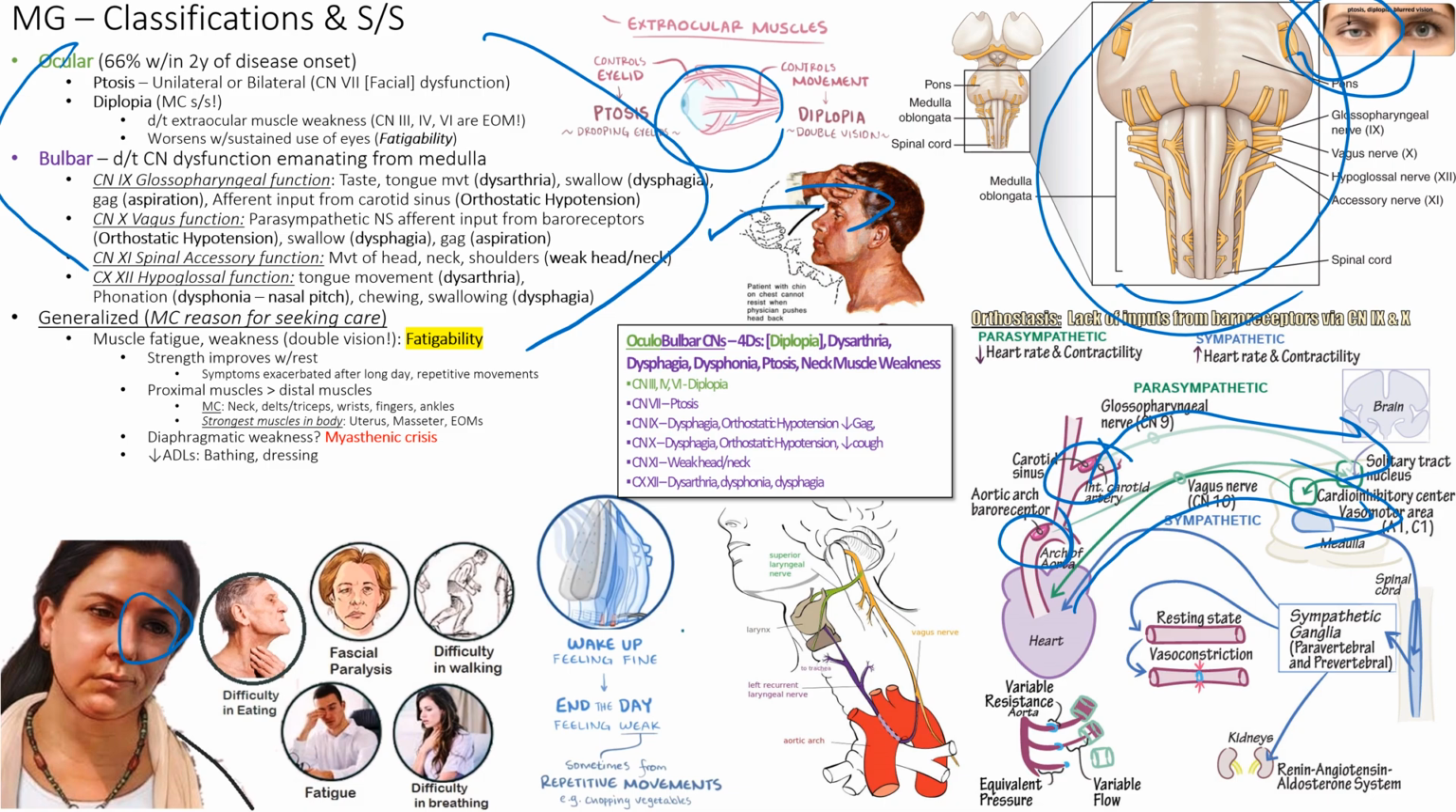We have risk for falls because of the orthostasis. We have dysphonia. They got a nasally voice. Dysarthria. They don't articulate that well. So that's the signs of someone with myasthenia gravis.